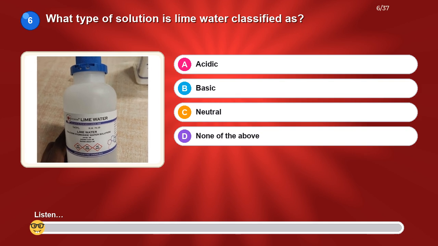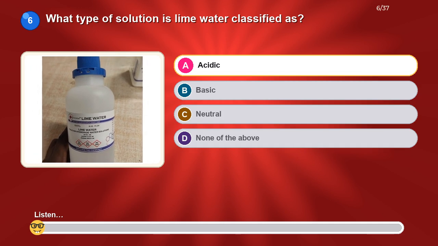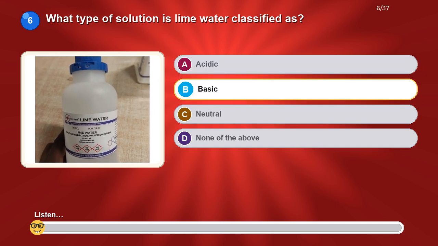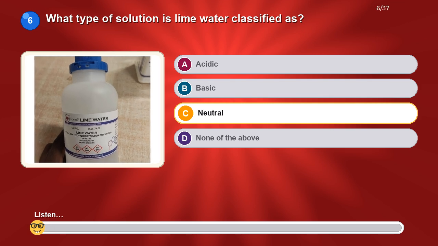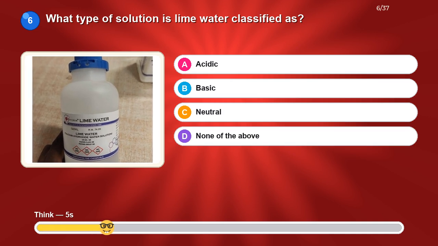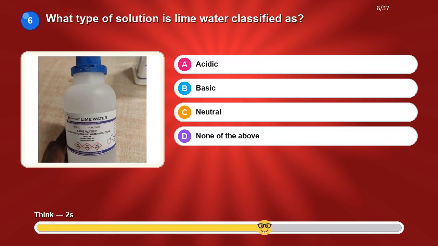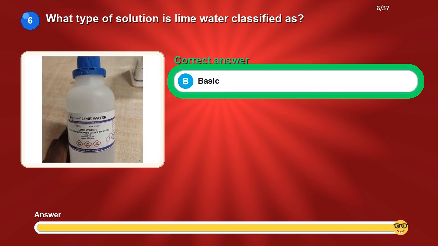What type of solution is lime water classified as? Option A, acidic. Option B, basic. Option C, neutral. Option D, none of the above. The correct answer is basic.